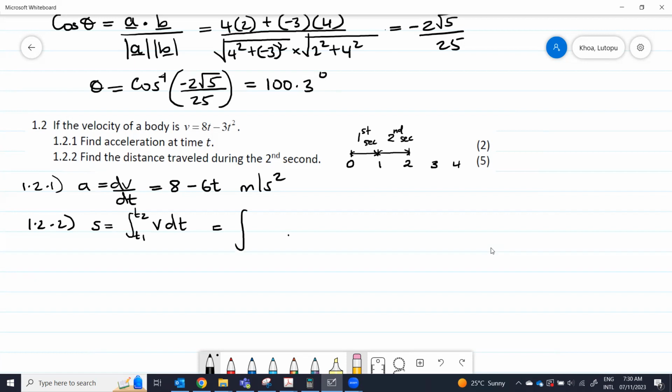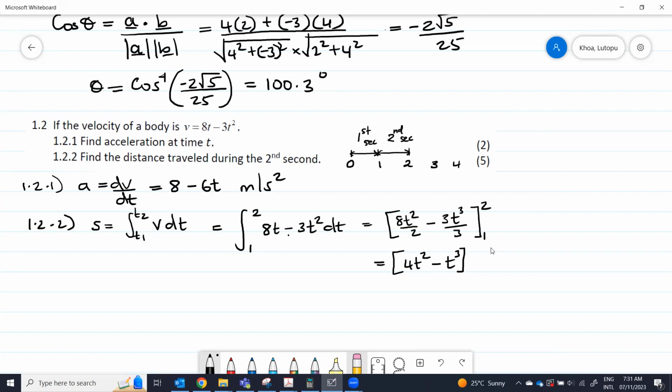So our lower limit is 1, and then upper limit is 2, and then we put the formula for the velocity, 8t minus 3t squared, dt. This is 8t squared over 2 minus 3t cubed over 3 from 1 to 2. So this is 4t squared minus t cubed from 1 to 2.